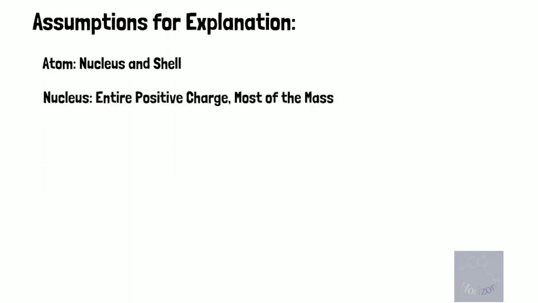To explain what he saw, Rutherford assumed the following. An atom consists of a nucleus and a shell. In the atomic nucleus is the entire positive charge of the atom and most of its mass. This would explain the strongly deflected and bounced off particles. When the positively charged alpha particles come close to the also positively charged nucleus with high mass, the forces of repulsion between the two charges would make the alpha particles bounce off the metal foil.